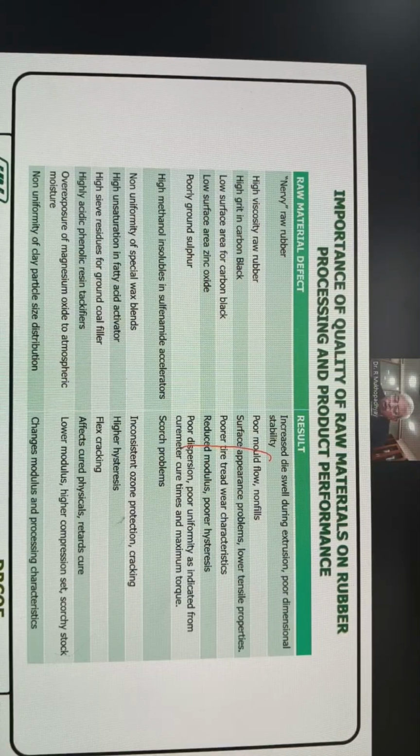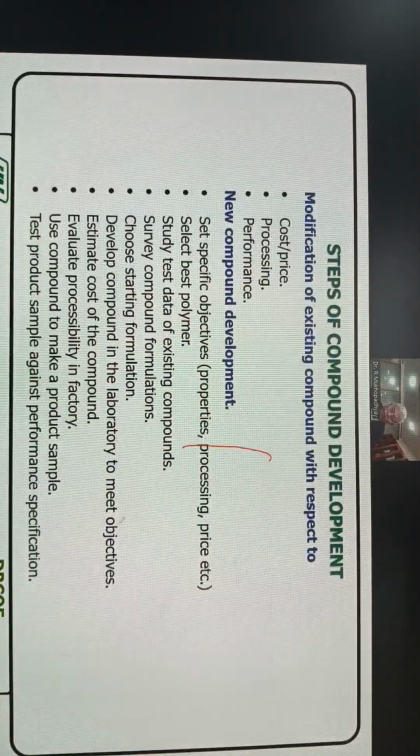Overexposure of the magnesium oxide, especially in polychloroprene rubber, gives lower modulus. So non-uniformity of the clay and so on, you get it, affects modulus. That means a compounder must know the raw materials, how they can affect the mixing as well as the processing problem.